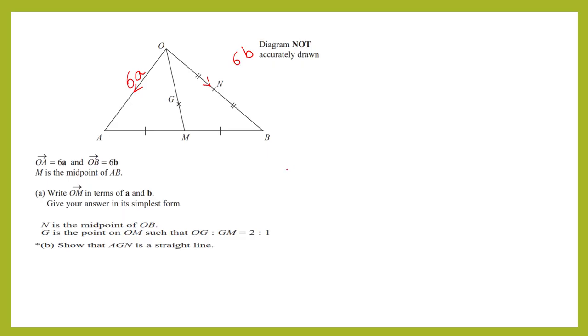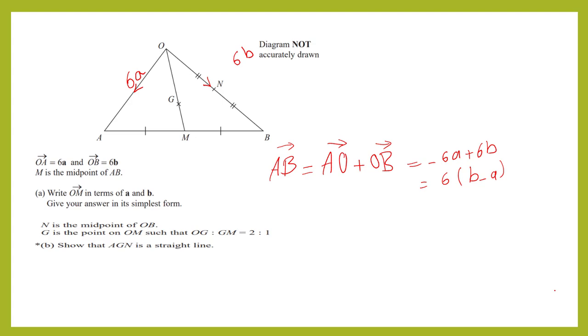So let's first find AB. To find AB, you will go through AO then OB, which will be negative 6a plus 6b. So we found AB is 6 multiplied by (b minus a). Here M is the midpoint, so AM is half of AB. AM is half multiplied by (6b minus 6a), which will be 3b minus 3a. Now we have AM, and if you want to find OM, you can go through OA, then AM.